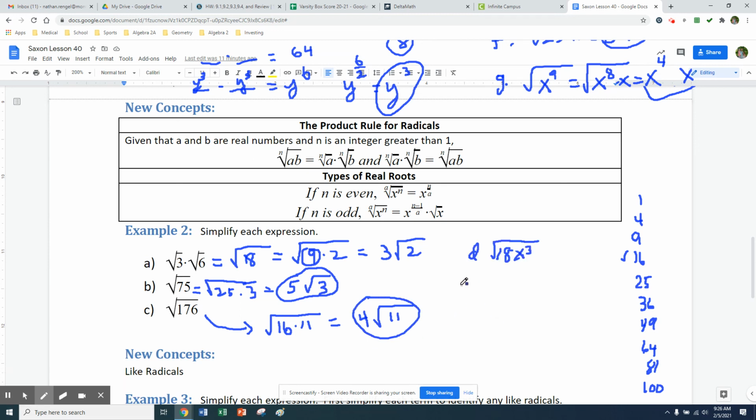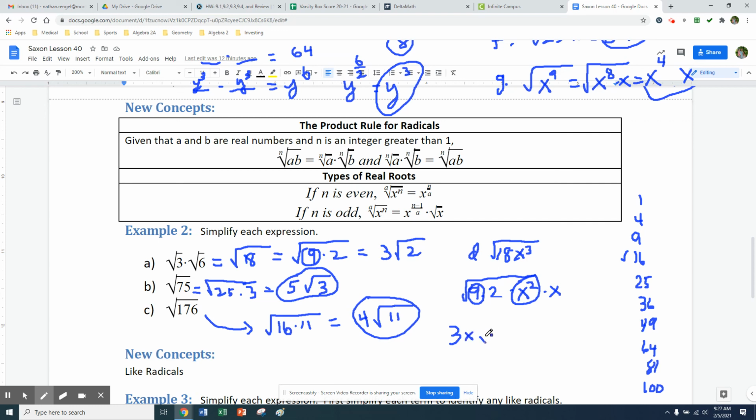Lastly, we'll start looking at when we have a number and variable combined. So here we have 18x to the third. So I'm going to rethink of 18 as 9 times 2 because 9 is a perfect square. And then think of x to the third as x squared times x. And then what I like to do is just circle. There's a perfect square, so I can square root that. There's a perfect square, so I can square root that. Square root of 9 becomes 3. Square root of x squared becomes x.